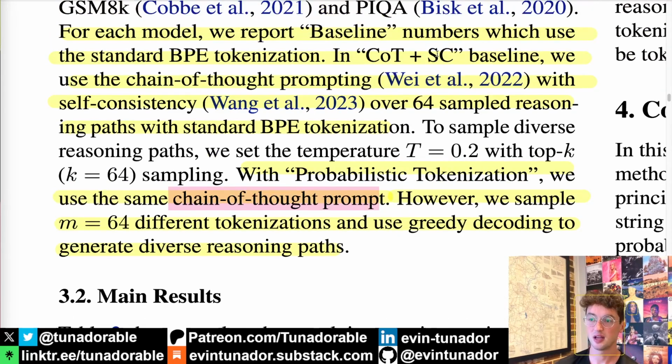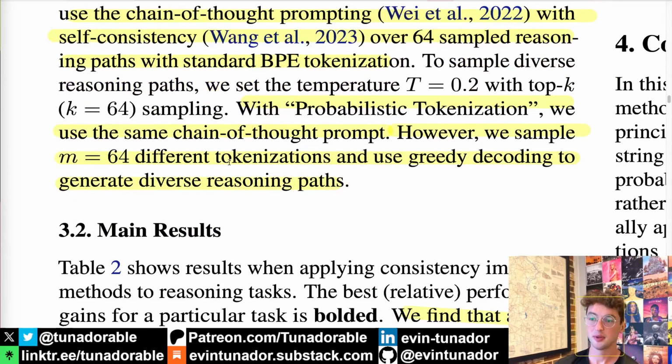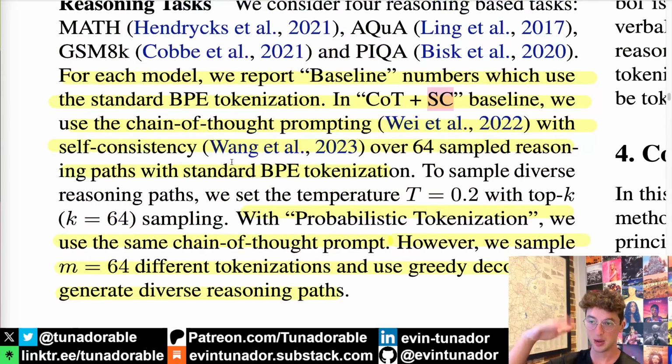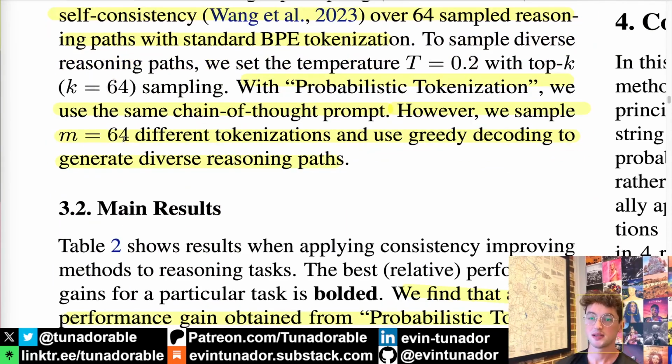But instead of self consistency, instead of sampling many different random temperature outputs of the model, they sample 64 different tokenizations for the actual input prompt, and they greedily decode based off those input tokenizations to generate diverse reasoning paths. This is interesting because greedy decoding is just not something we really use unless you have a very well fine-tuned model with very strict needs.